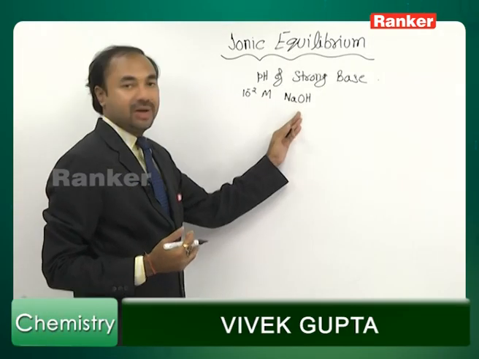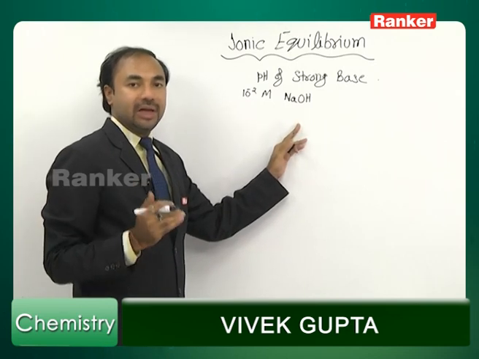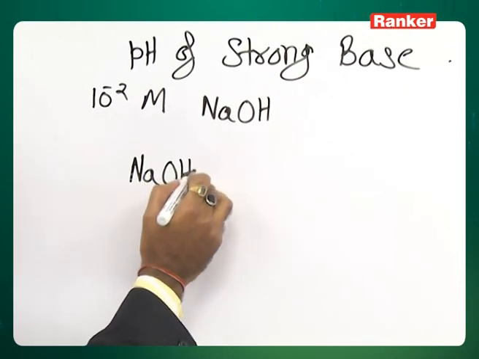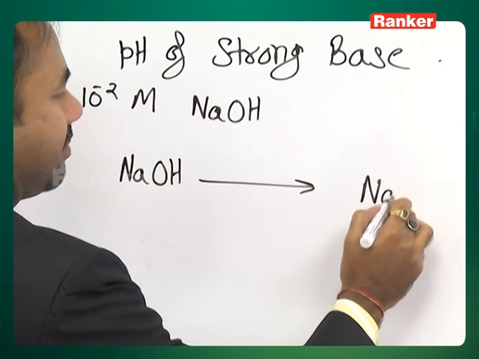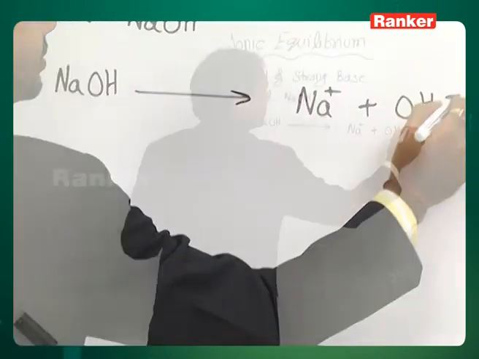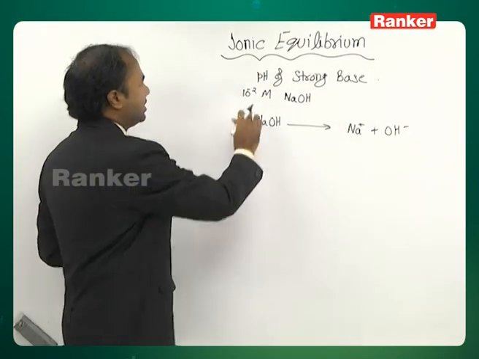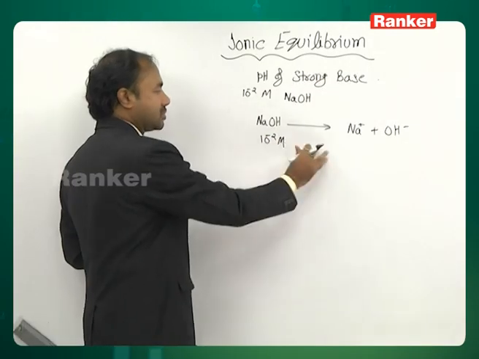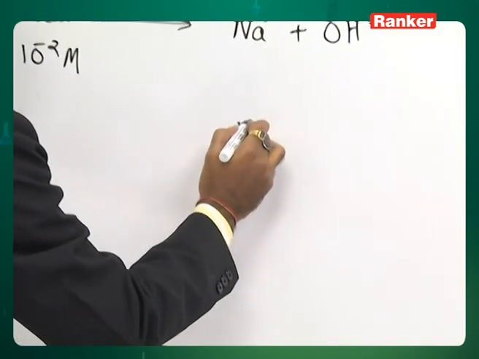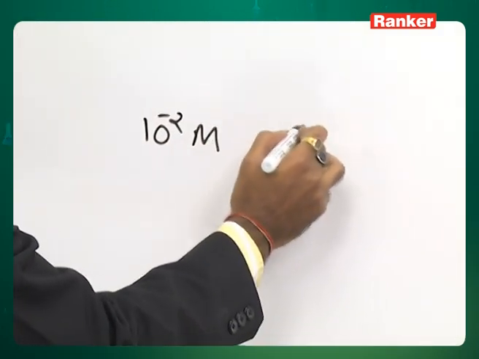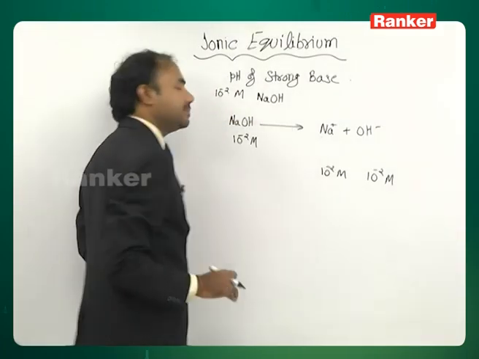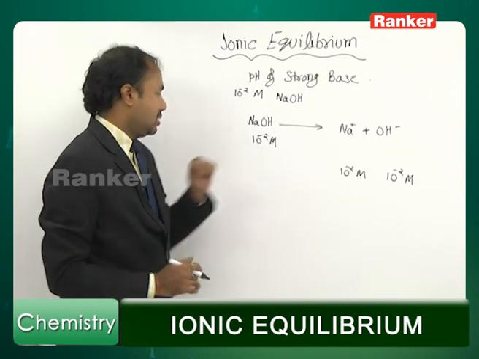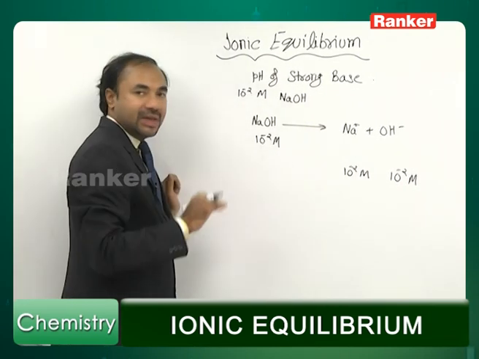NaOH is supposed to be a strong base, strong electrolyte, and a strong electrolyte means it will dissociate completely. So it dissociates completely and we get Na plus plus OH minus. Now the concentration of NaOH given is 10 to power minus 2 molar. It dissociates completely. We get 10 to power minus 2 molar Na plus ion, 10 to power minus 2 molar OH minus ion.